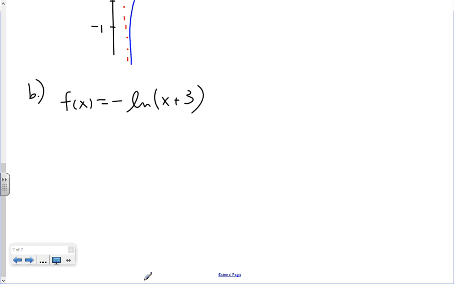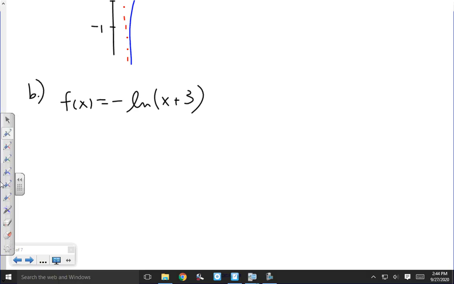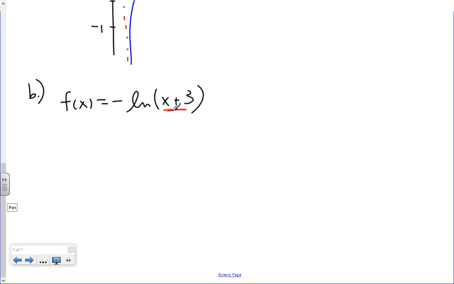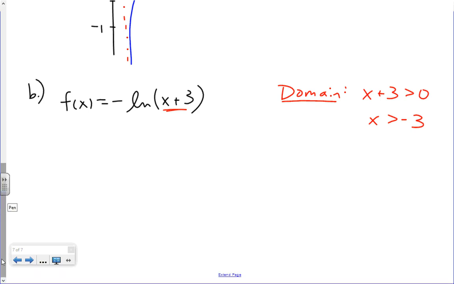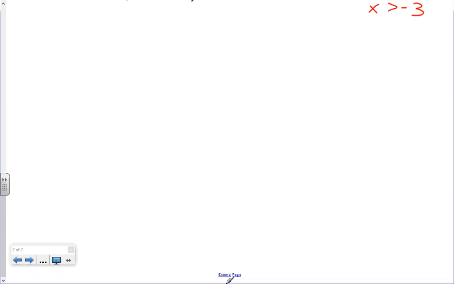In fact, if you consider your domain, that'll help you see why that is. If you look at this part right here, that quantity, x plus 3, has to be greater than 0. So solve for x, subtract 3, which gives us x is greater than negative 3. So instead of our vertical asymptote being at 0, we've shifted that back to the left at negative 3. And we're decreasing through here, because of the negative out front. So we should be able to sketch this pretty accurately.